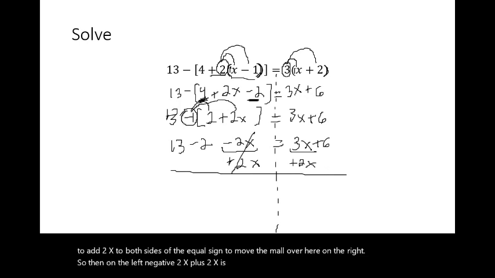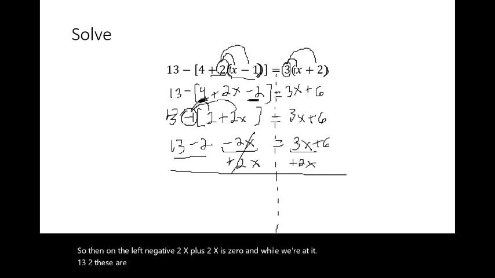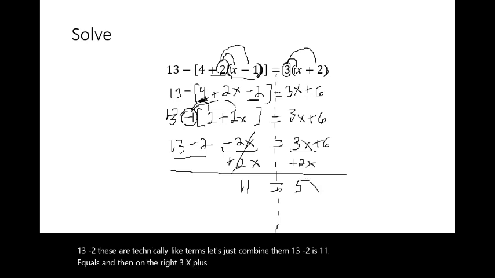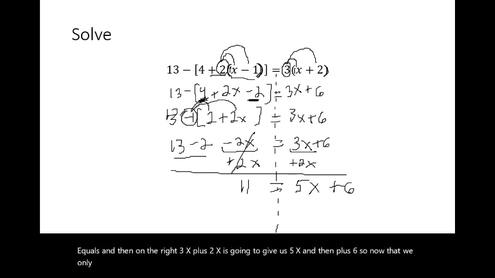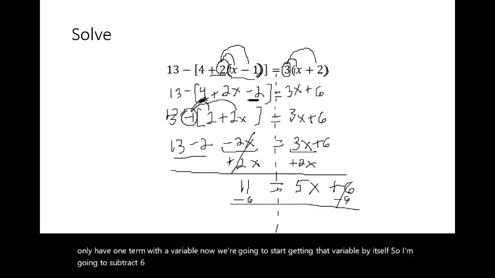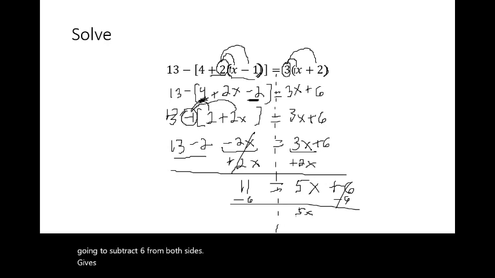And while we're at it, 13 minus 2, these are technically like terms. Let's just combine them. 13 minus 2 is 11. Equals, and then on the right, 3x plus 2x is going to give us 5x, and then plus 6. So now that we only have one term with a variable, now we're going to start getting that variable by itself. So I'm going to subtract 6 from both sides. Gives us 5x is equal to 11 minus 6 is 5.